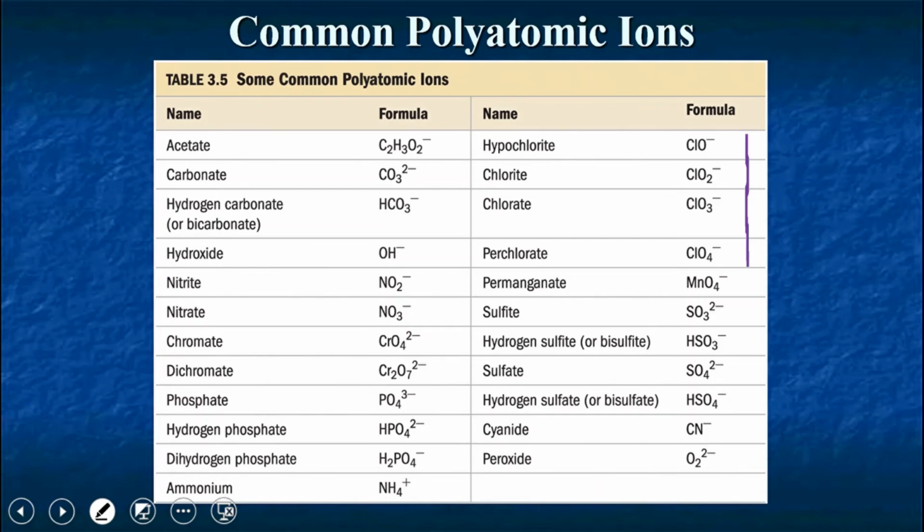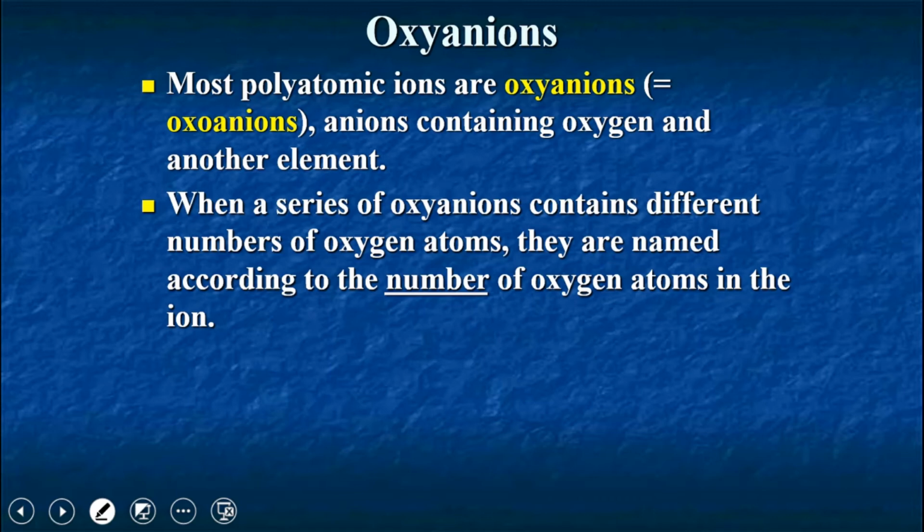Notice also that the majority of polyatomic ions are typically anions. They're typically negatively charged. And the third thing you notice here is that many of these have one or more oxygen atoms in them, right? These ones are called oxyanions or oxoanions. These are anions that contain oxygen and at least one other element.